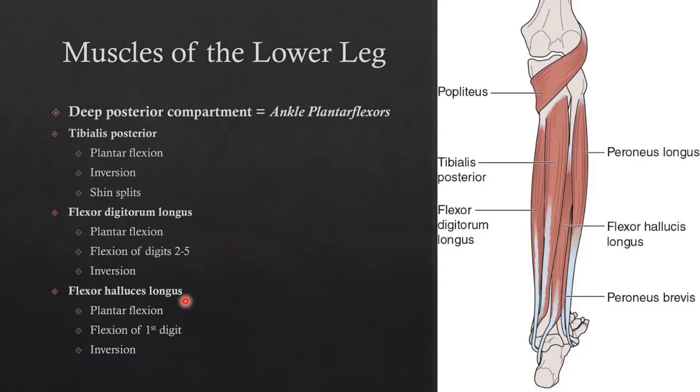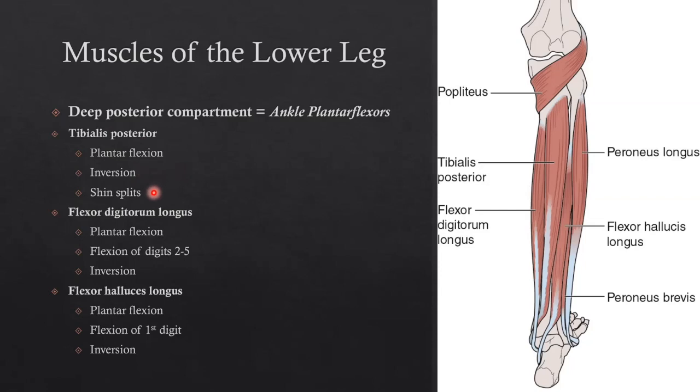Moving more deep in the posterior compartment, we have our tibialis posterior, our flexor digitorum longus, and our flexor hallucis longus. These muscles are also responsible for the ankle plantar flexion action. And you'll also begin to notice trends as far as the nomenclature or the naming of these muscles. For example, the tibialis posterior is a muscle that is located on the posterior aspect of the tibia. And because the tibia is located on the medial aspect of your lower leg, once this muscle contracts, it will also cause your foot to invert, all right?